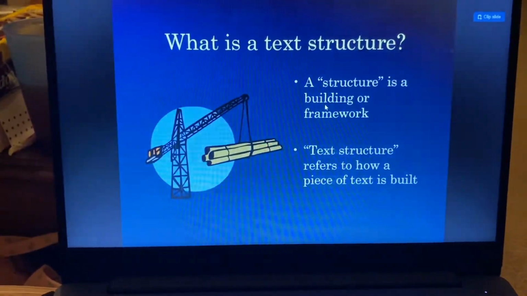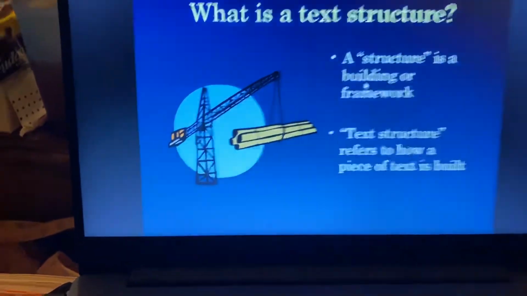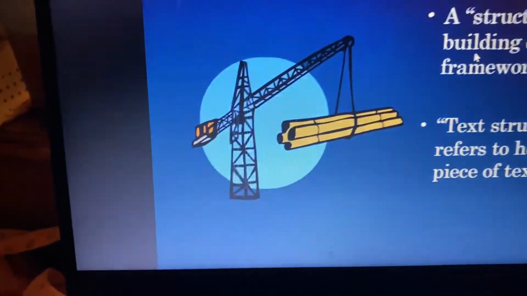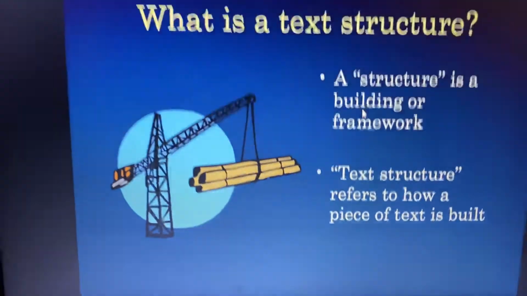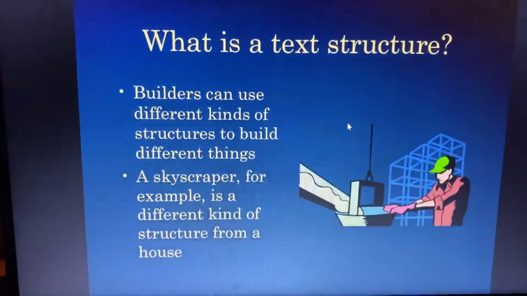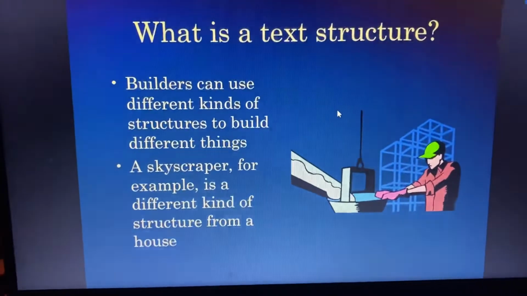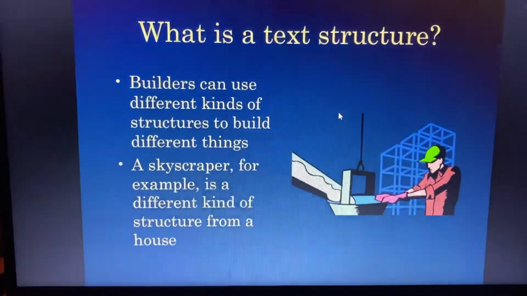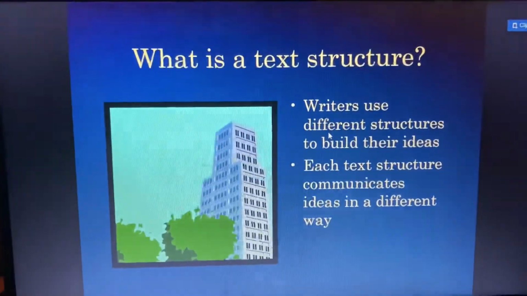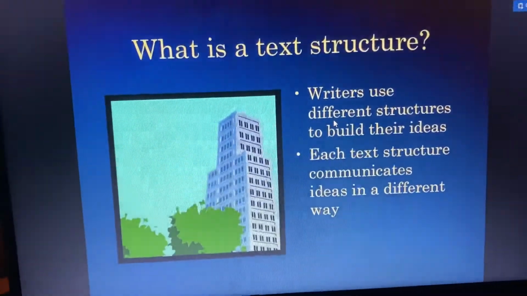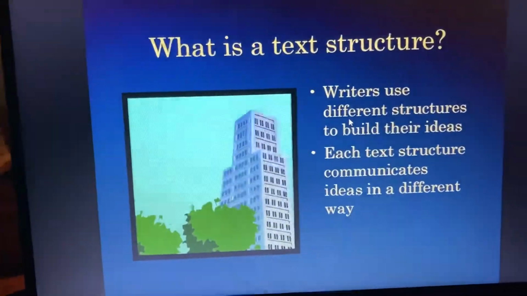So what is a text structure? A structure in general is a building or a framework. Text structures refer to how a piece of text is built. And builders can use different kinds of structures to build different things. A skyscraper, for instance, is an example of a different kind of structure than, say, a house. And writers do use different structures to build their ideas, and each structure communicates ideas in a different kind of way.